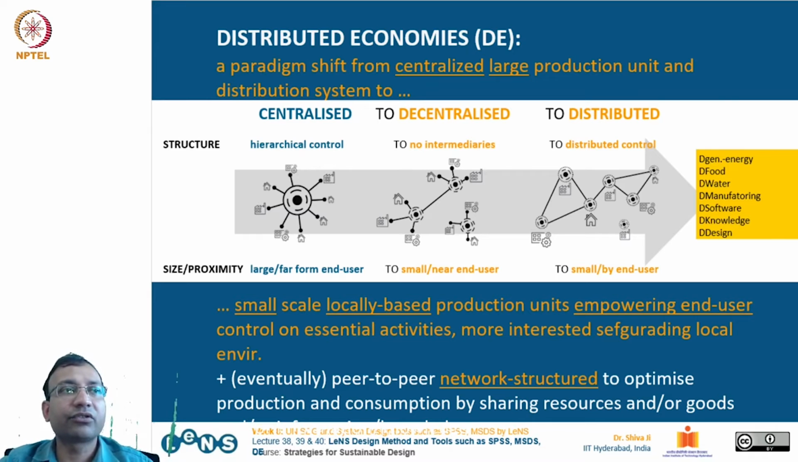You can see in this illustration a picture of the paradigm shift from centralized large production units and distribution systems to a decentralized or distributed model. If you see from centralized to decentralized to distributed, these are the three verticals which explain this concept graphically. As for the structure, in the centralized system there is hierarchical control, in decentralized there are no intermediaries, and in the distributed it is under distributed control.